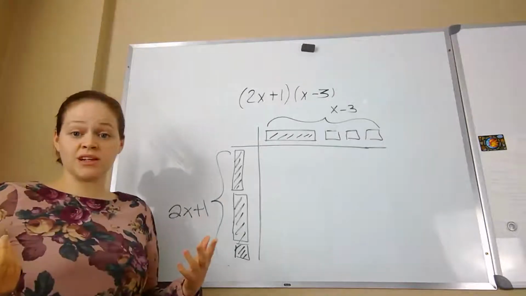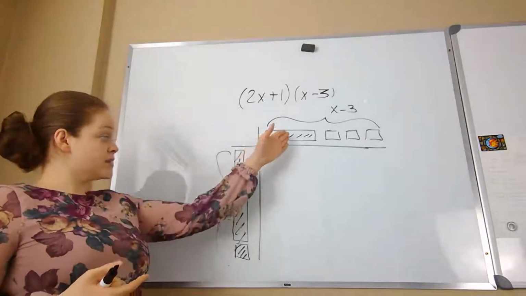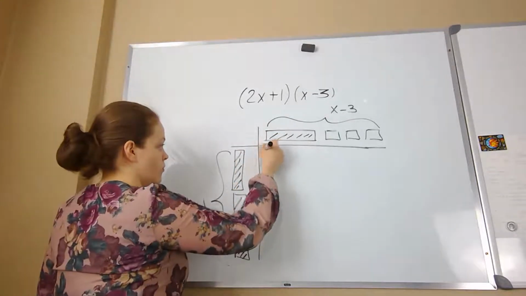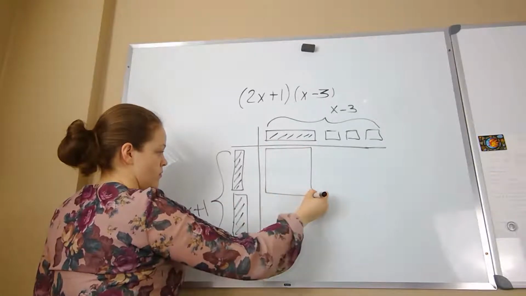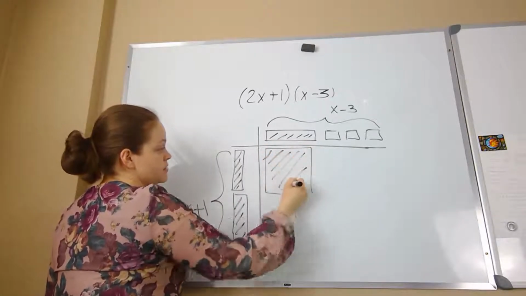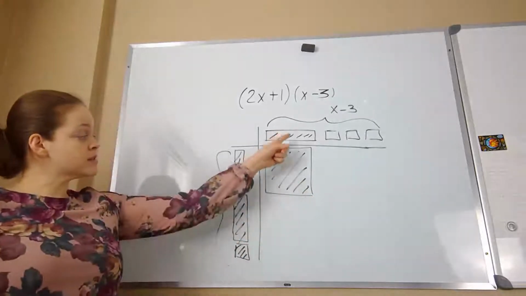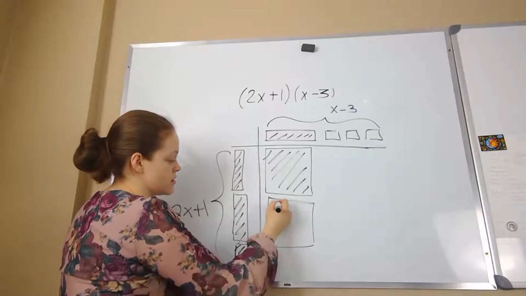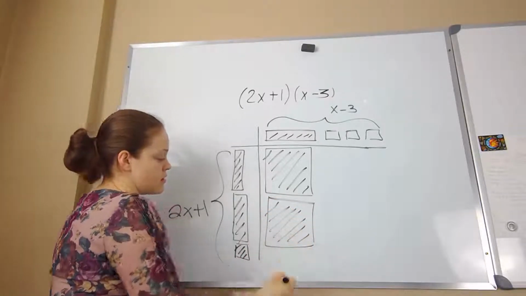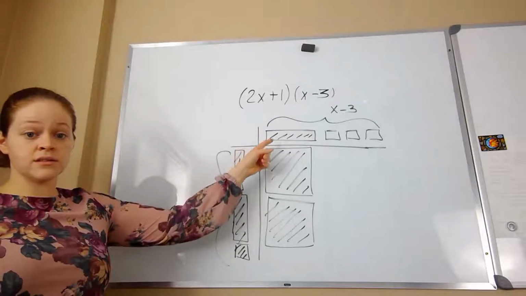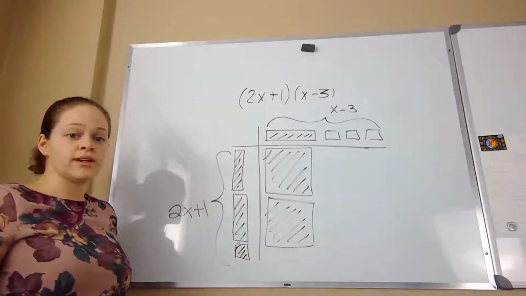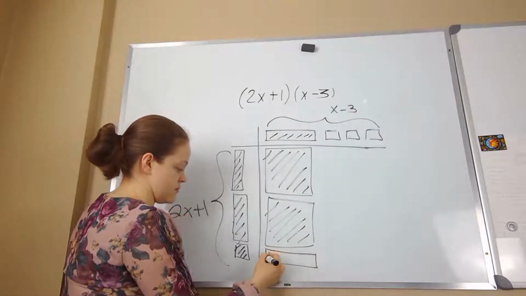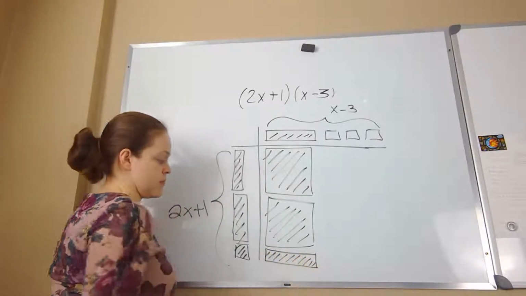So now we just do multiplication like we normally do. So x times x is x squared. I'm going to color it in because it's positive. We have x times x is also another x squared. And then you have x times 1. So x times 1 is x. All right?